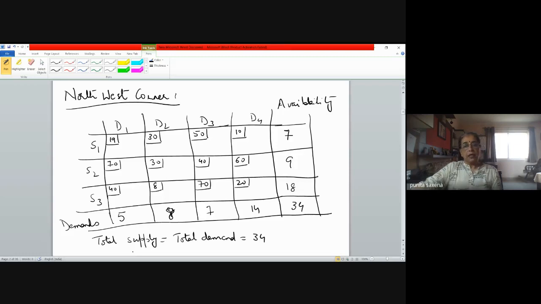Okay. Therefore, we can write, the given problem is a balanced transportation problem. Okay. Now, once we are sure that it is balanced, we have to find the initial basic solution. So as I said, we are now going to use the northwest corner rule to find the initial basic solution. Now, as the name itself says, northwest corner. Okay. So in this table, which is the northwest corner?